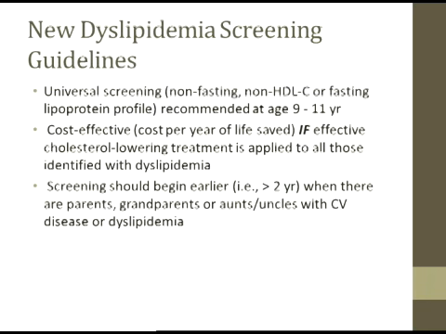It should be noted that the screening should begin earlier, about 2 years of age, if there's significant family history involved. So if their parents, grandparents, aunts, or uncles have cardiovascular disease, dyslipidemia, or sudden death at an early age, then you should be screening these children earlier in your office.